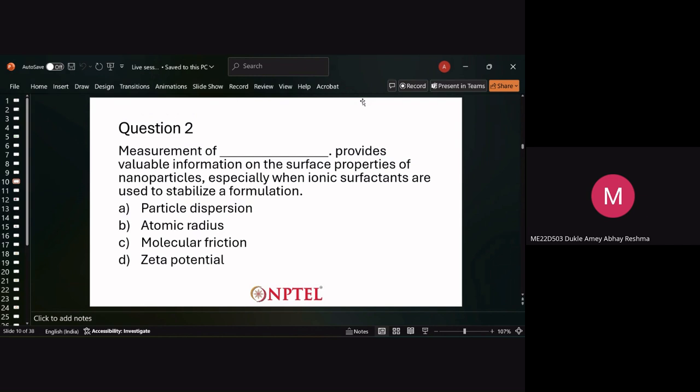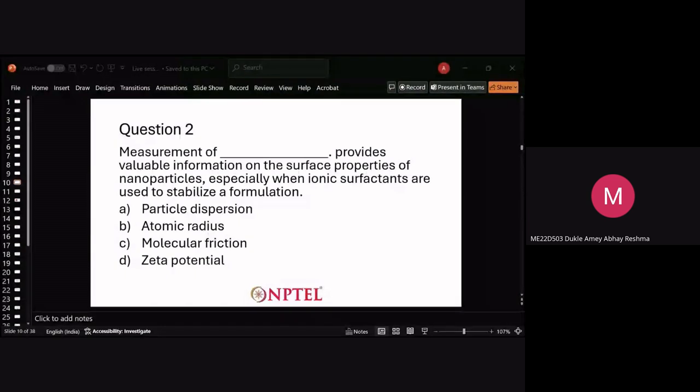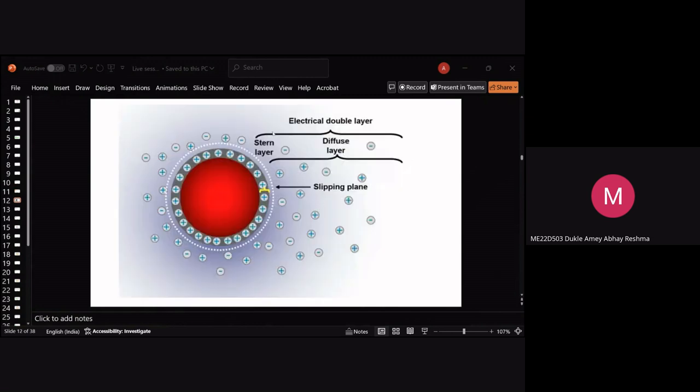Measurement of dash provides valuable information on the surface properties of nanoparticles, especially when ionic surfactants are used to stabilize the formulation: particle dispersion, atomic radius, molecular friction, zeta potential. The answer is zeta potential. So what is zeta potential?